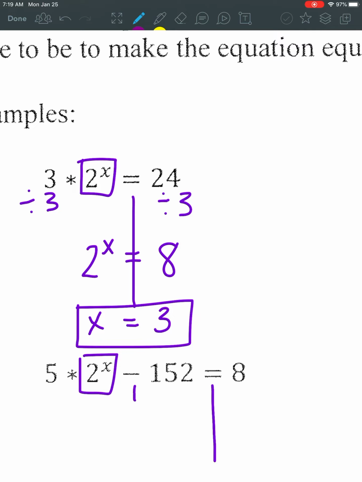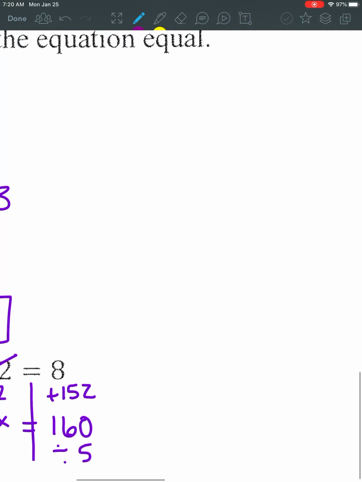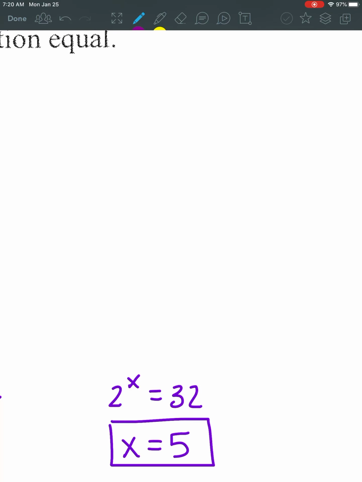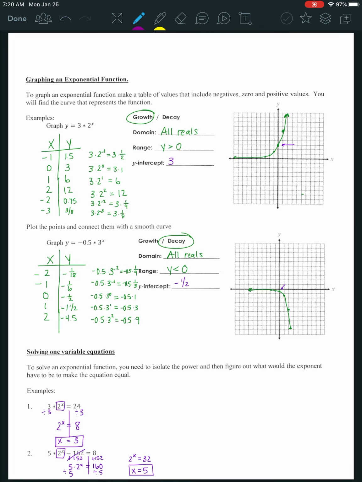Okay, same thing here, except we have multiply and divide. So we want to get this 2 to the x power by itself. Remember, we do the opposite of order of operations, so we'd have to add 152 first. So we get 160, and then divide by that 5. Now we're back to that example above. So we'd have 2 to the x power equals 32. So now you're asking yourself, 2 to what power gives us 32, and that'd be 5.